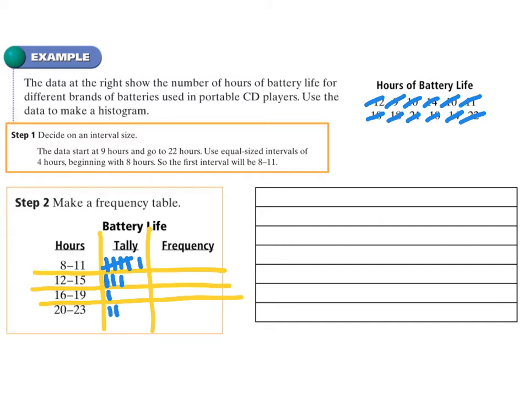Now, using this, I can figure out the frequency. From 8 to 11, the frequency is 6. From 12 to 15, the frequency is 3. From 16 to 19, the frequency is 1. And from 20 to 23, the frequency is 2.